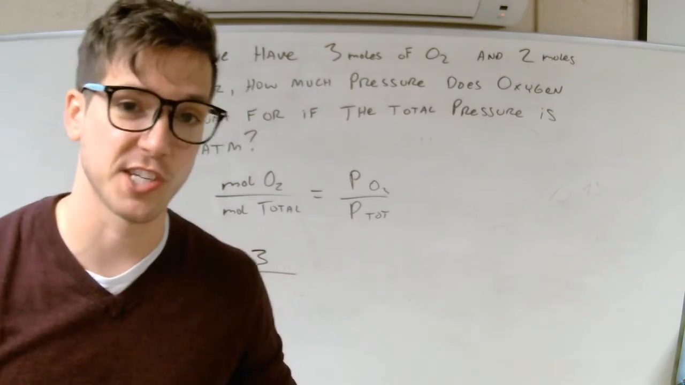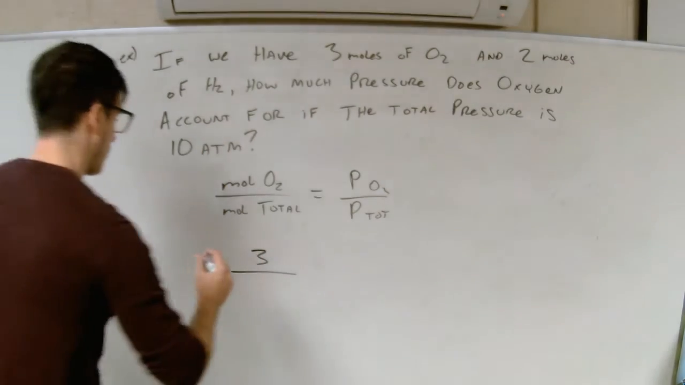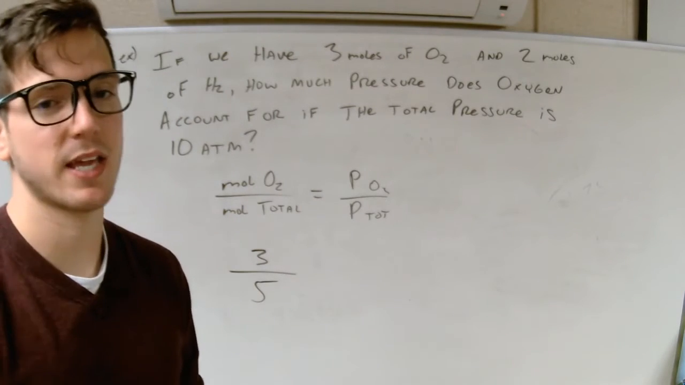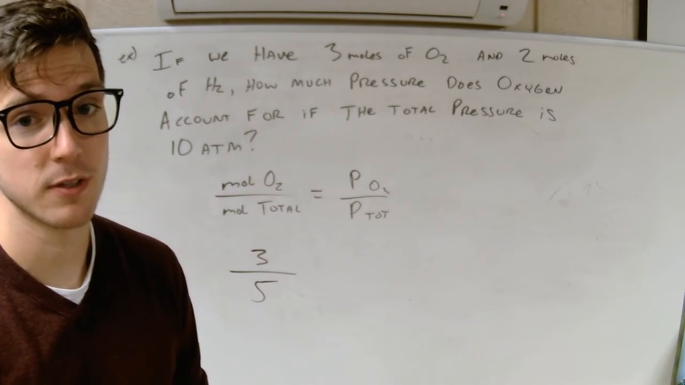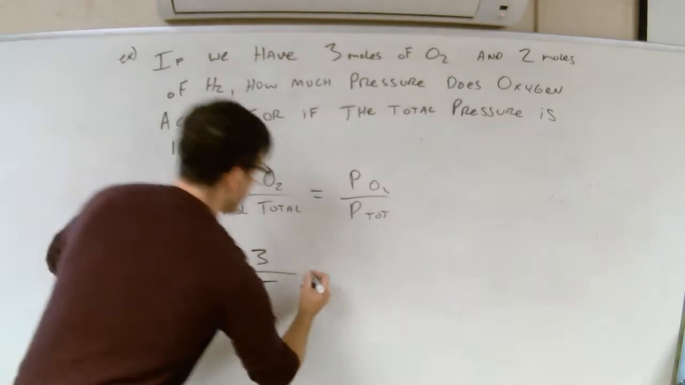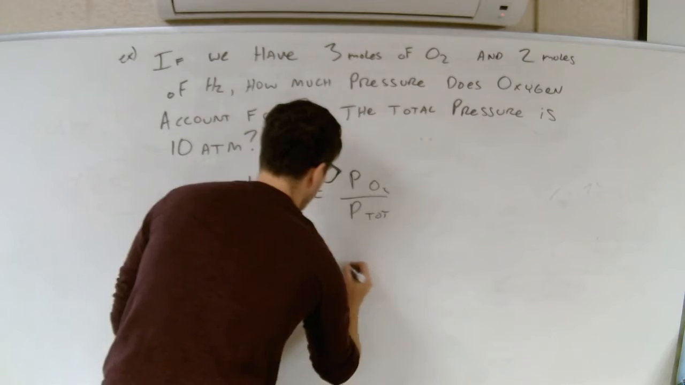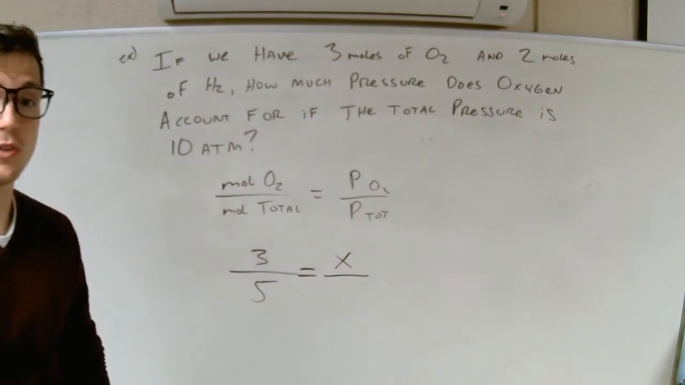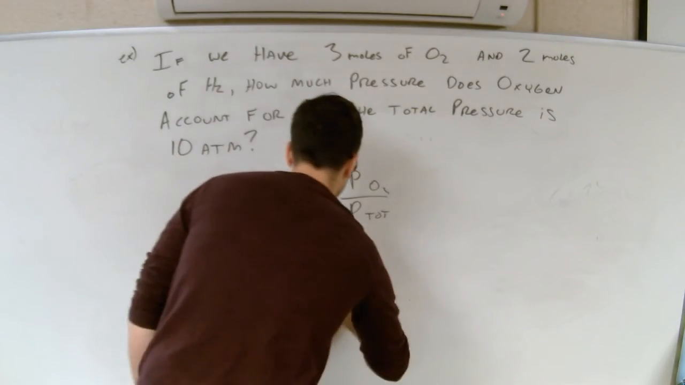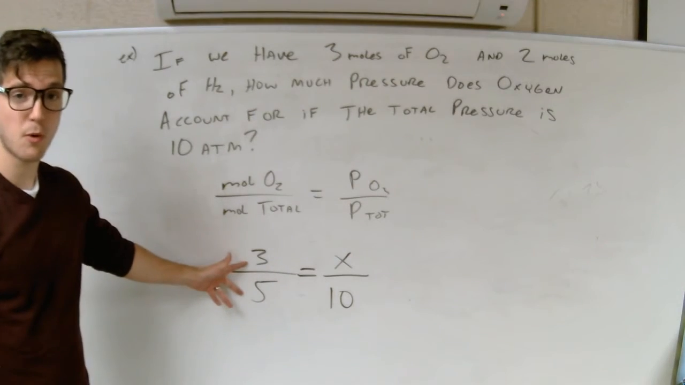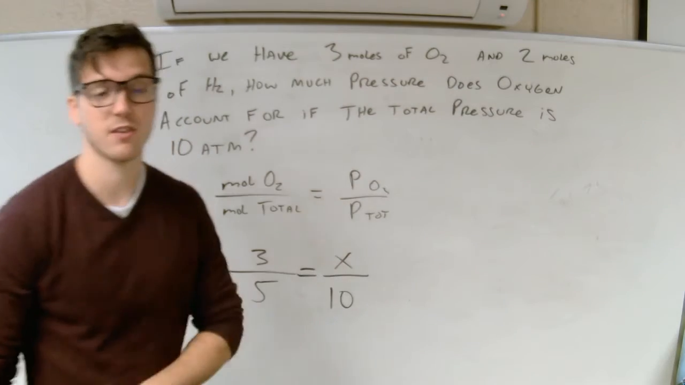If we add the oxygen and hydrogen together, that gives us 5 moles. So oxygen makes up 3/5 of the moles. It should make up 3/5 of the pressure. Okay? So if we set that equal to our pressure, we don't know what partial pressure oxygen makes up yet, but we do know that the total pressure is 10.